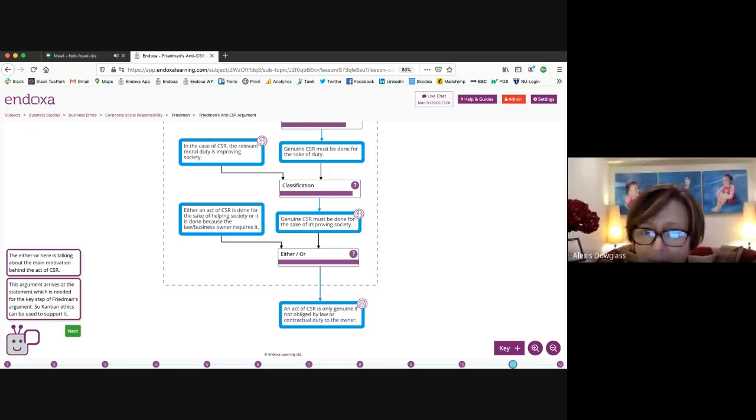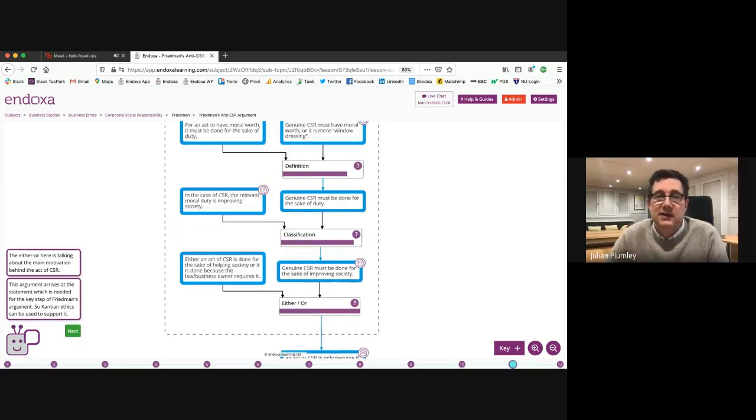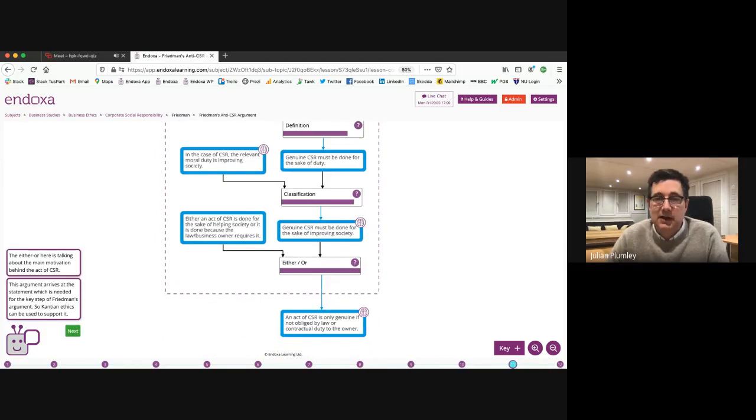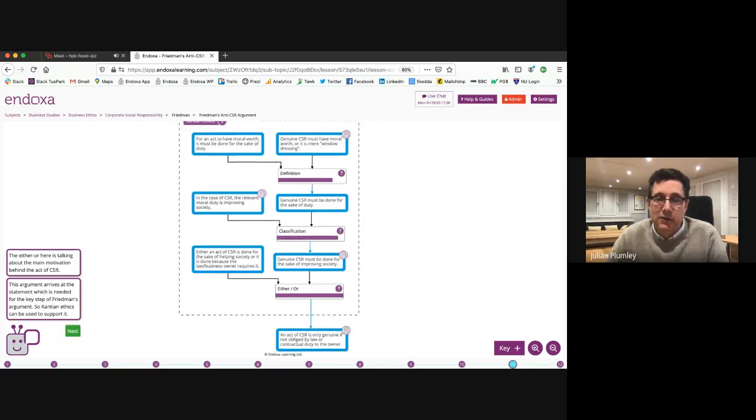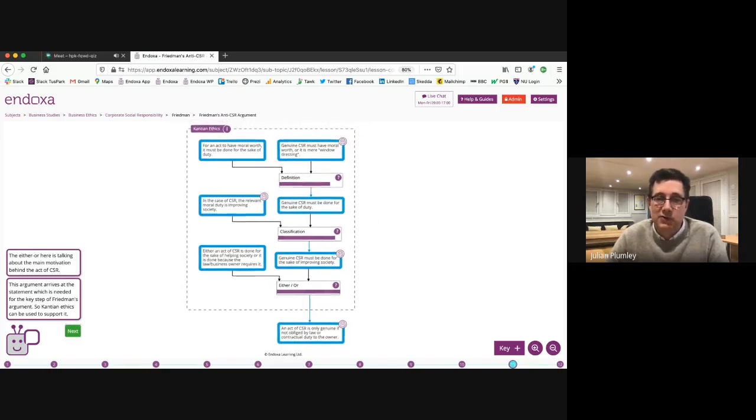Yeah. So we can get it out of this Kantian ethical background. And I think it would be reasonable, if you're writing an essay on corporate social responsibility, to try and use Kant to support Friedman's argument.